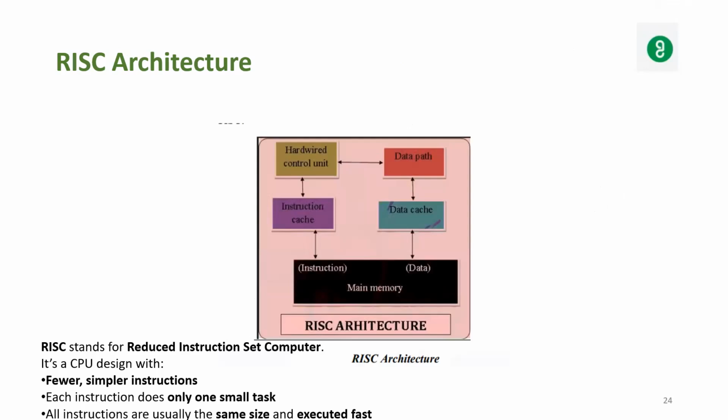RISC architecture is the reduced instruction set computer. It has very few instructions, and simpler instructions. With RISC architecture, for example the PIC, everything takes only one clock cycle, except the branch instruction and a few other instructions. That is the advantage of RISC architecture. But in case of CISC architecture, it will take multiple clock cycles for a single instruction. Each instruction does only one small task. All instructions are usually the same size and executed fast.